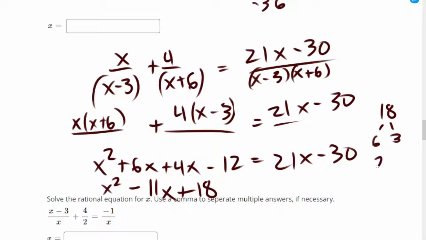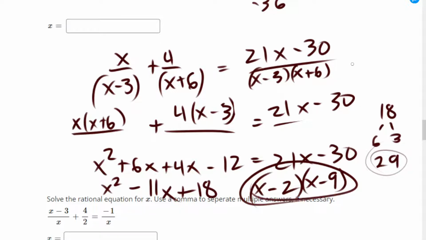And now we can do 18, 6 and 3. That doesn't look like it. 2 and 9. Looks like 2 and 9 are our answers. We want it to be negative, so we'll do x minus 2, x minus 9. That's our factored form for this. So now our answers are going to be x equals +2, x equals +9.